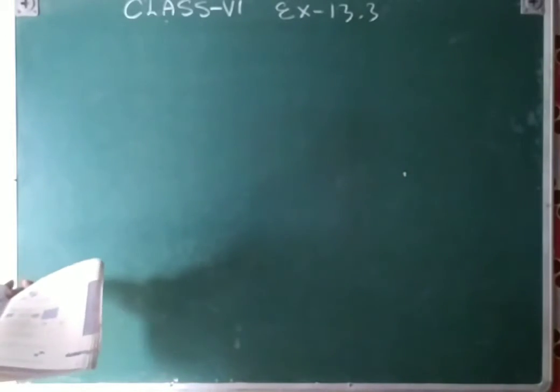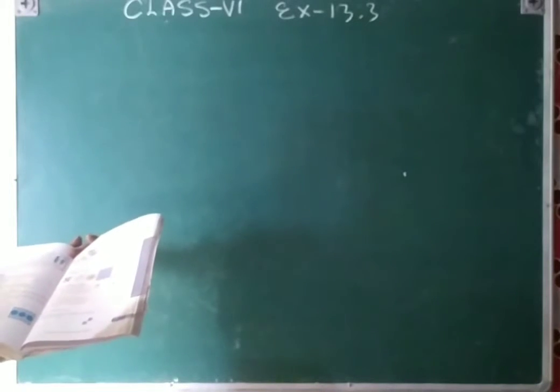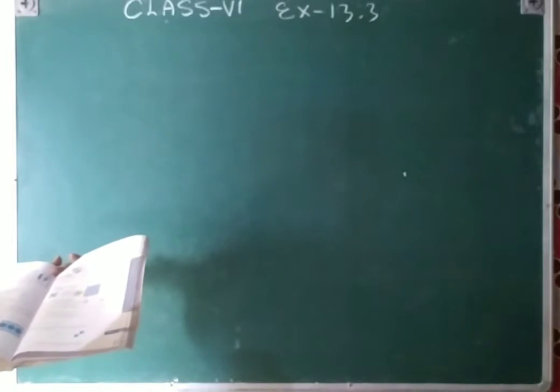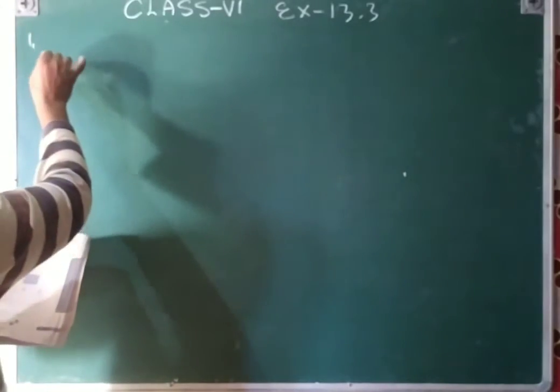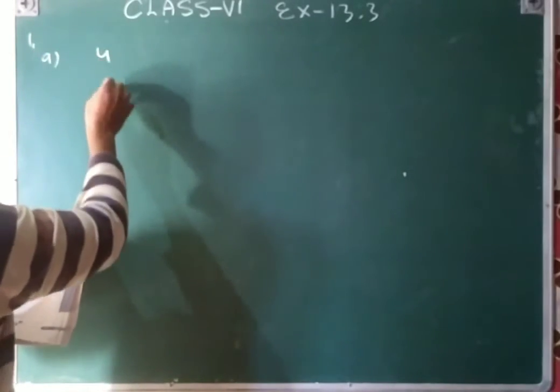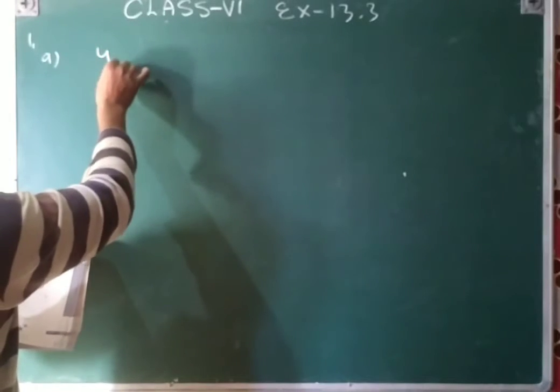Exercise 13.3, question number 1. Find the number of lines of symmetry in each of the following shapes. How will you check your answer? So that will be A part, 4. How will we check that? First of all, you can draw the diagram.